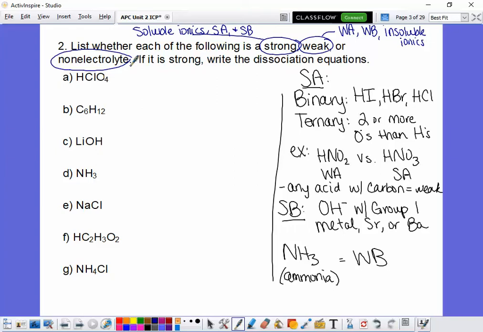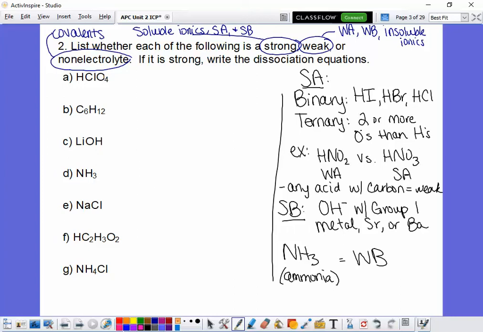Covalents. These are going to be our covalents. Because the glucose and sucrose will still dissolve in water, there's just no dissociation into ions, because they're not made of ions. So anything ionic is either strong or weak, and only covalent is a non-electrolyte. Exactly. So we're going to look at each of these and identify if they are a strong electrolyte, weak electrolyte, or non-electrolyte. For those that are strong, we're going to write the dissociation equations.